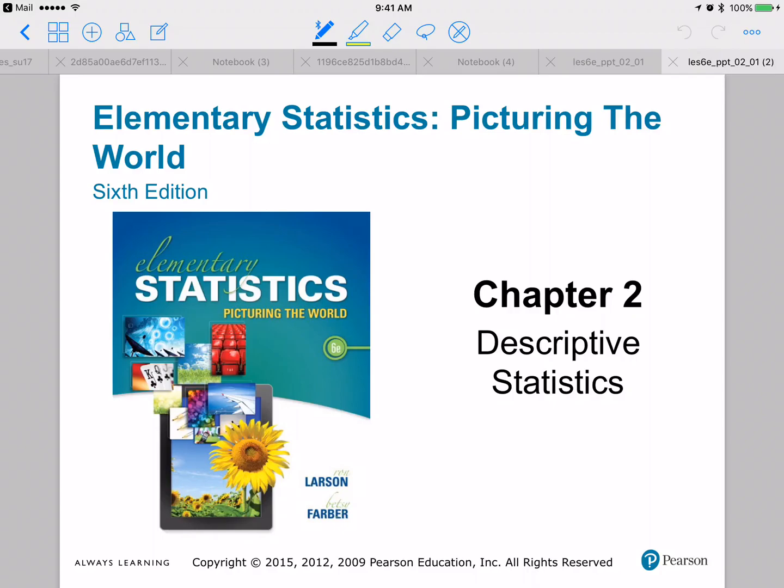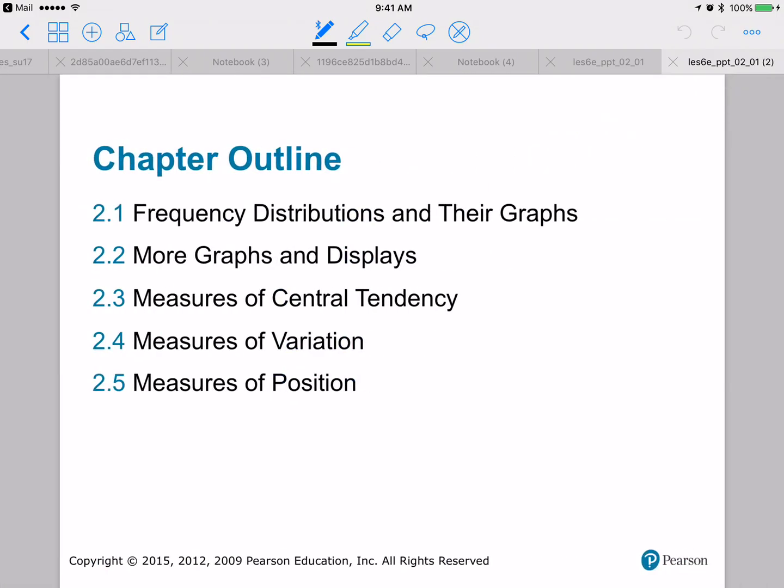Okay. Hello. We're going to do chapter 2. We're starting on chapter 2, which is descriptive statistics. So this first section, we're actually going to cover all of these sections. 2.1 and 2.2 are essentially about frequency distributions and important graphs.